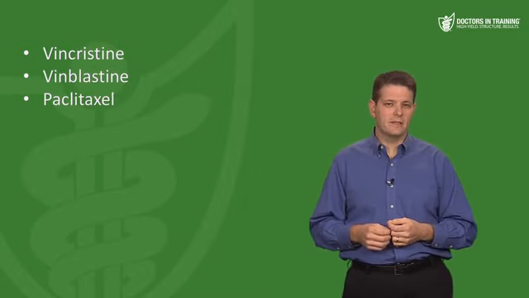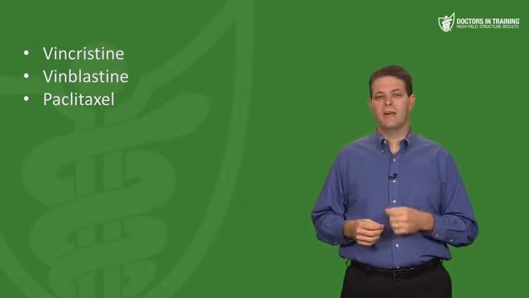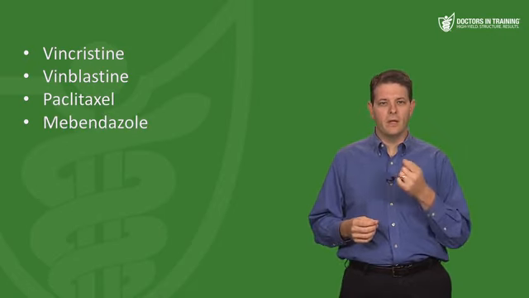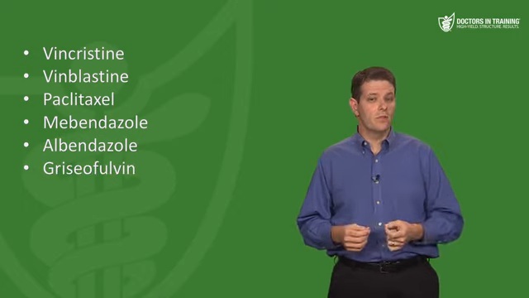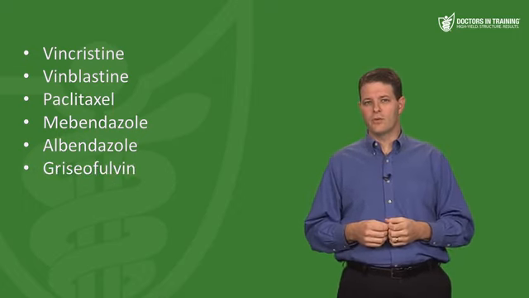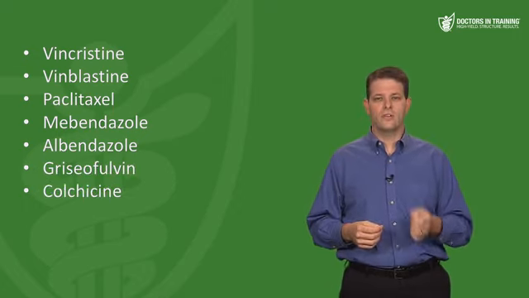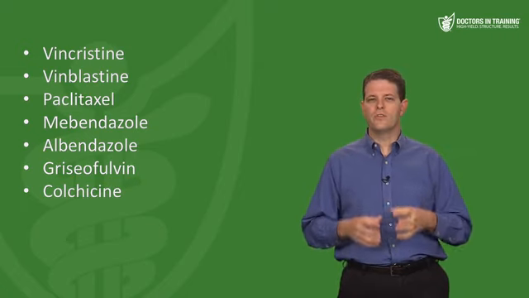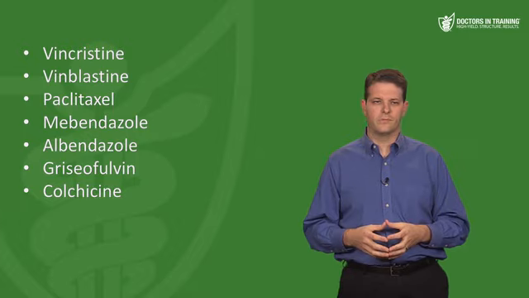Now, let's quickly review some other drugs that interfere with microtubules. We've just mentioned vincristine and vinblastine and the taxols like paclitaxel. Then there's also the antihelminthic drugs like benzimidazoles, like mebendazole and albendazole. There's griseofulvin, which is an antifungal drug that interferes with microtubules. And then the gout drug colchicine interferes with microtubules as well. So it's a short list, but make sure you know those drugs that interfere with microtubules.